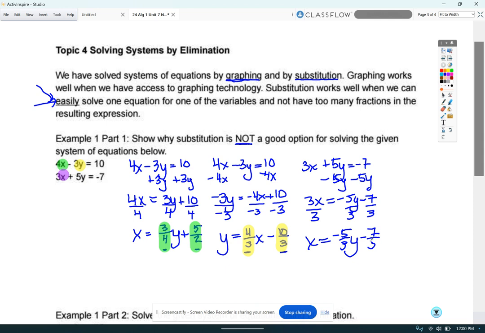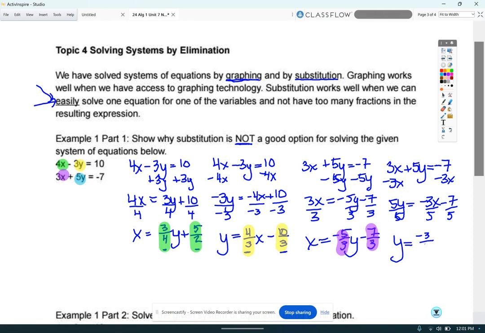So again, we got another equation that when we solved it for, in this case, x, we got these complicated fractions. And then one more. So we could take that last equation and try to solve it for y. So let's do 3x plus 5y equals negative 7. So this time we're going to solve for y. So we're going to subtract 3x from both sides. We get 5y equals negative 3x minus 7. Divide everything by 5. And I get y equals negative 3/5 x minus 7 over 5.